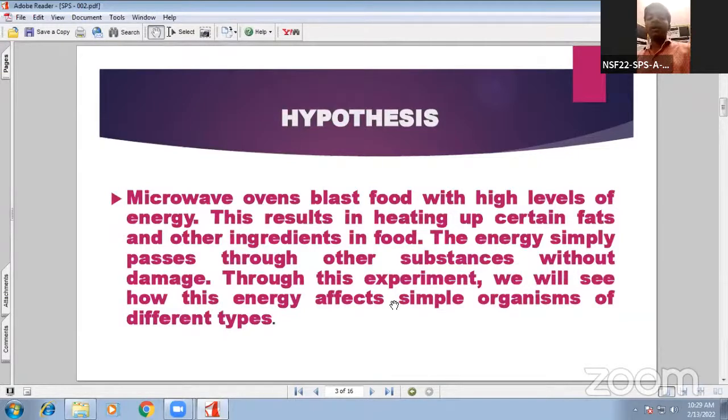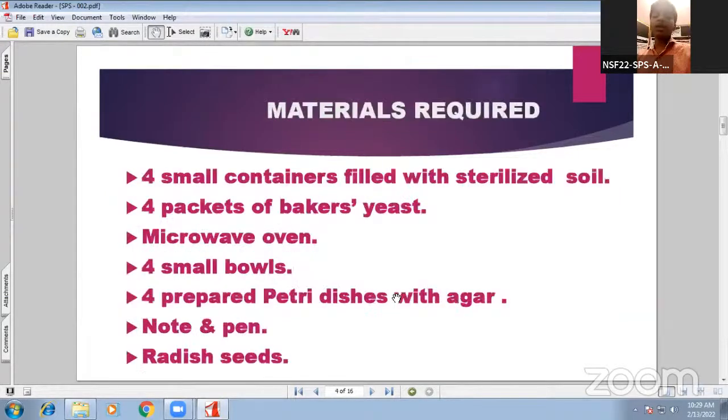The materials required for this project are 4 small seed containers with sterilized soil, 4 packets of baker's yeast, a microwave oven, 4 small bowls, 4 prepared petri dishes, radish seeds, and a note and pen. Procedure.